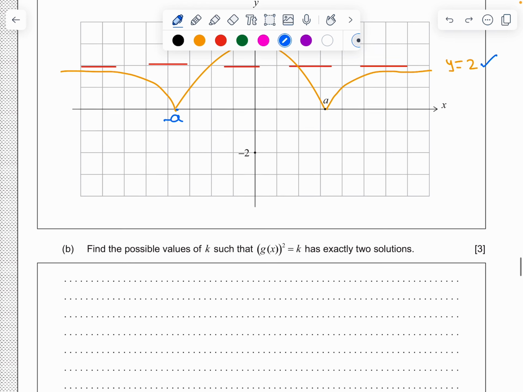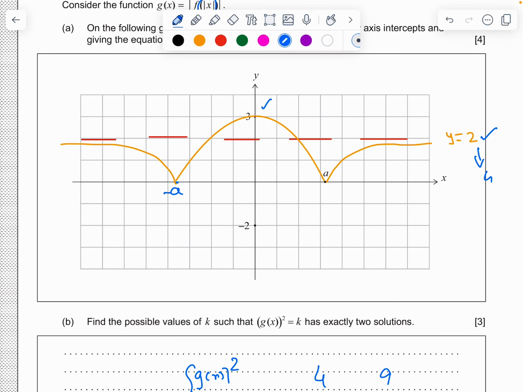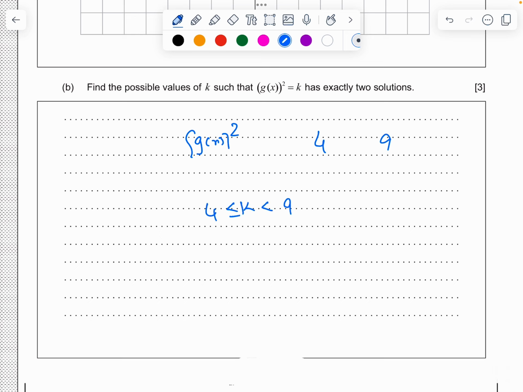But that is for g of x. For g of x whole square, it will become 4 to 9, because 2 square will become 4 and 3 square will become 9. So I should be able to draw a line between 4 to 9. At 4 also no problem, but at 9 it is only one solution.